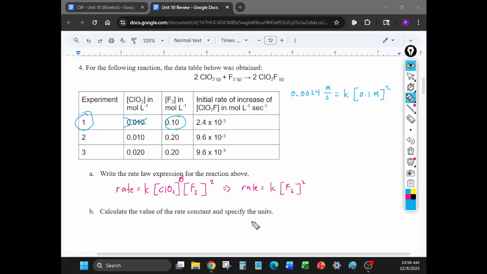Let me give you about a minute and a half. See if you could solve for K. And again, make sure you get the correct units of measurement. So try that out.